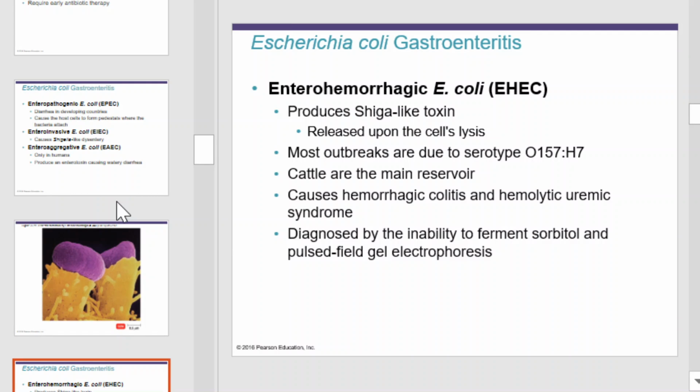E. coli gastroenteritis continued with enterohemorrhagic E. coli, which produces a Shiga-like toxin and releases it upon the cell's lysis. Most outbreaks of enterohemorrhagic E. coli are due to serotype O157:H7, and cattle are the main reservoir for this serotype of E. coli. It causes hemorrhagic colitis and hemolytic uremic syndrome, and it's diagnosed by the inability to ferment sorbitol and pulsed-field gel electrophoresis.